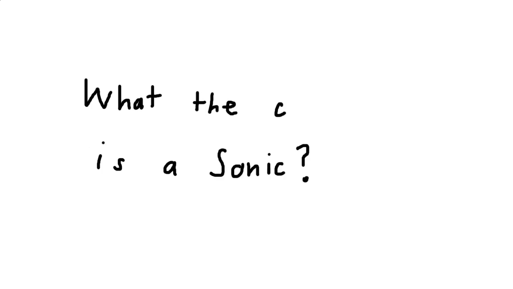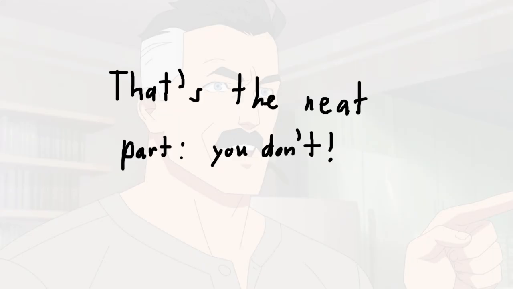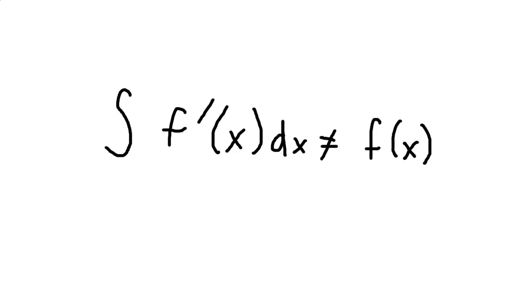Now, the keen-eyed of you may wonder, where did the c come from? Well, the inverse of removing a constant is adding a constant. Well, removing it is simple. We just get rid of it. But how do we add a constant? How do we know which constant to add? And that's the neat part. You don't.